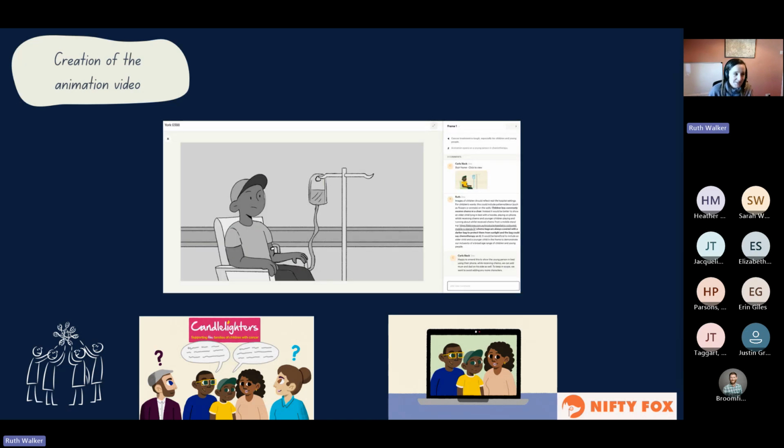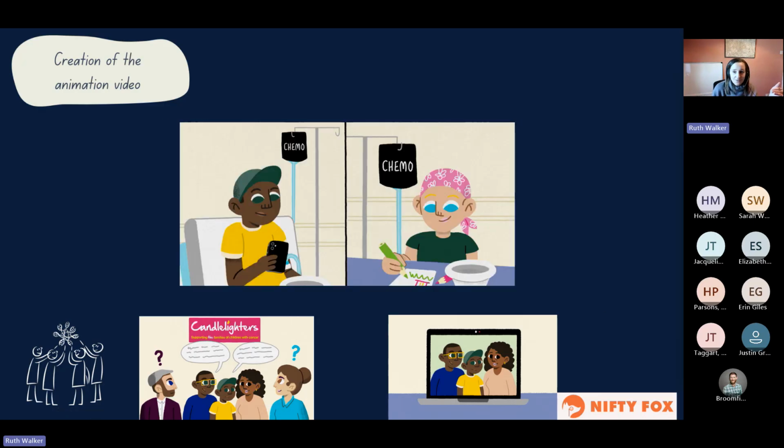So if you think back to this slide, this was the company's first idea of what the scene should look like, and children and families said, well, this doesn't actually look like children receiving chemotherapy. This is more how adults receive chemotherapy, sat in a chair, whereas younger children are often able to do activities whilst receiving treatment, and older children might be in a bed playing on their phone, for example. So it just helps to make the images more realistic.